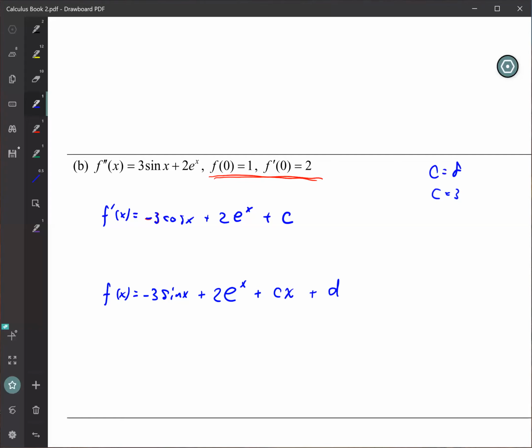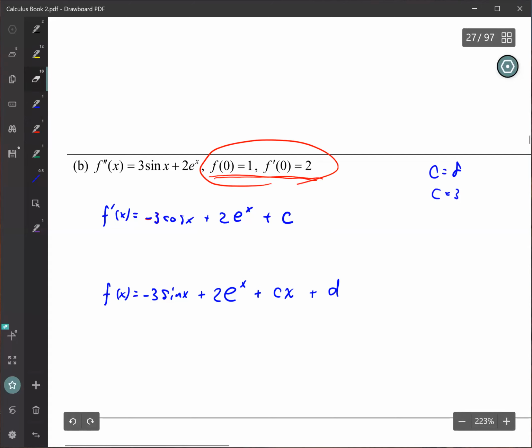Okay, so when you begin this question, you just unprime each one. Each time when you unprime, you get an extra constant. And then now you can use the condition that they give you to find the missing constant. So the first one, f of 0 equal to 1, you put it into the f of x, okay? And then the second condition, the prime at 0, you put it into the prime one, okay? So you can find the c and d.